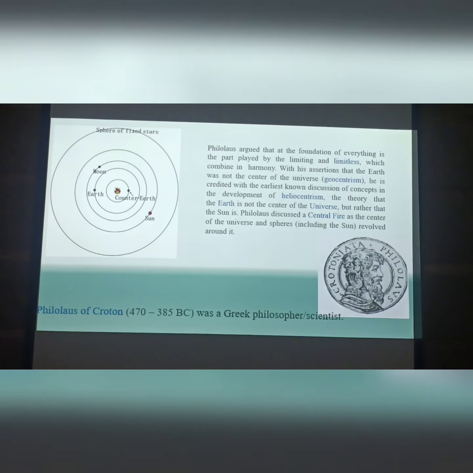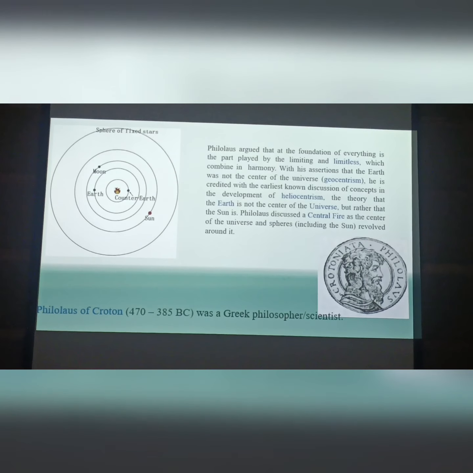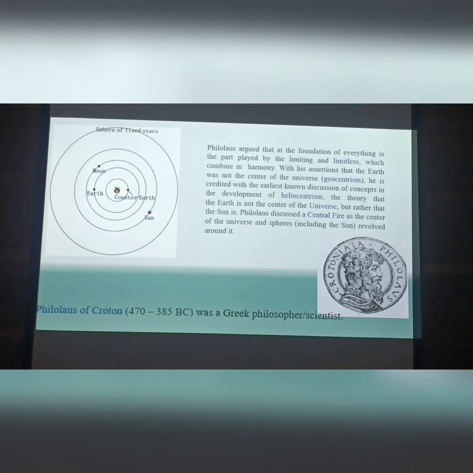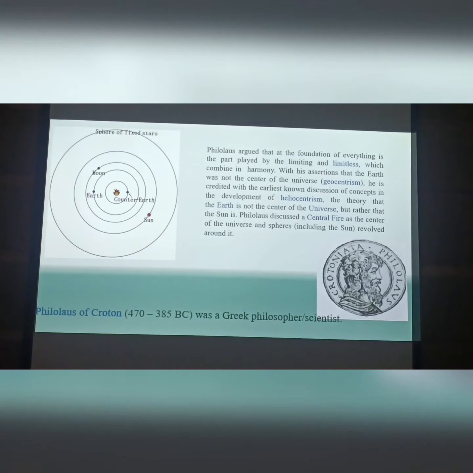And Philolaus of Croton, instead of the geocentric model, proposed that there is a central fire at the center and all the planets revolve around this central fire, including the sun. So for Earth, there is an anti-Earth, a counter-Earth.